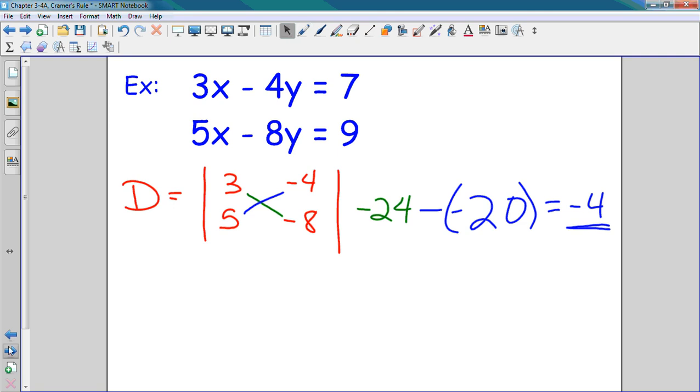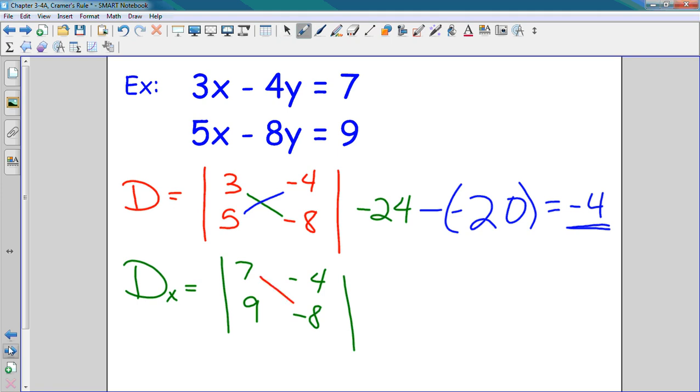Now I need to find my dx. When you find your x, C's go first, B's go second. So C is 7, 9. B's are negative 4, negative 8. Multiply. 7 times negative 8 gives me negative 56.